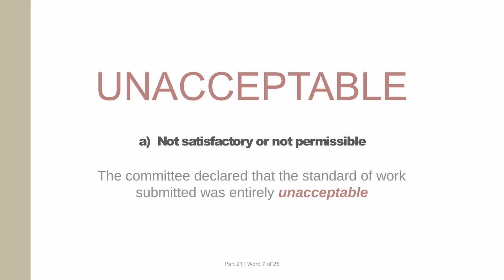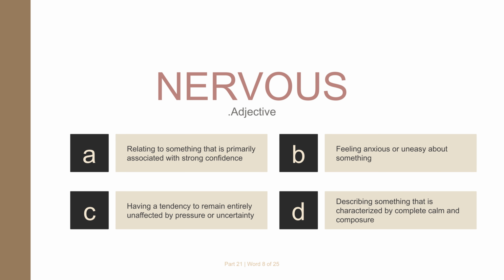Question 8. What is the meaning of nervous? Option A. Relating to something that is primarily associated with strong confidence. Option B. Feeling anxious or uneasy about something. Option C. Having a tendency to remain entirely unaffected by pressure or uncertainty. Option D. Describing something that is characterized by complete calm and composure.